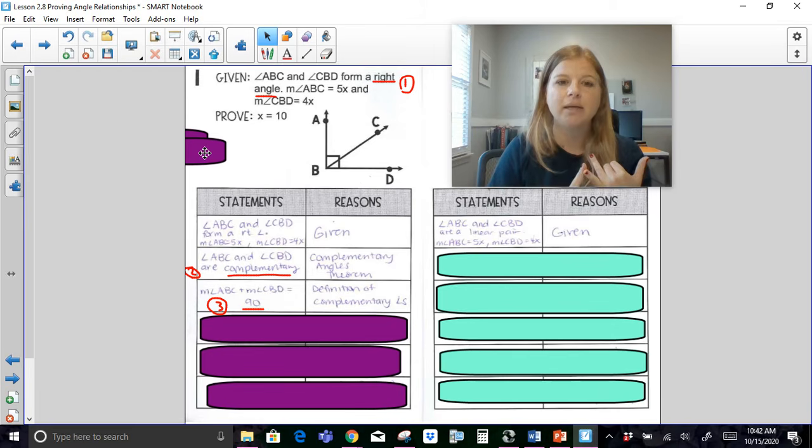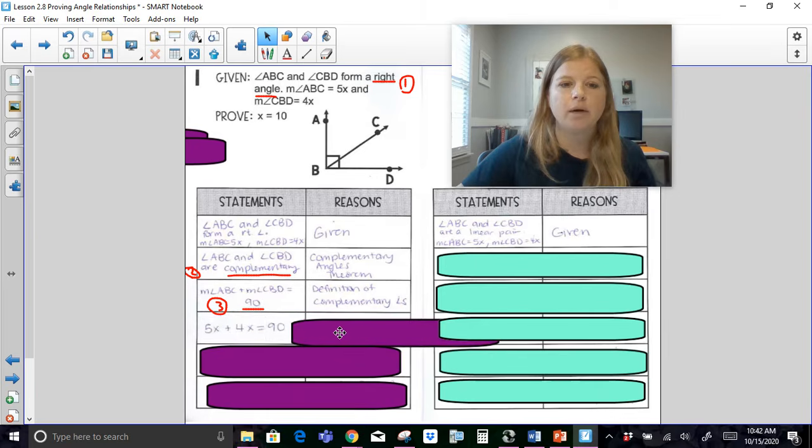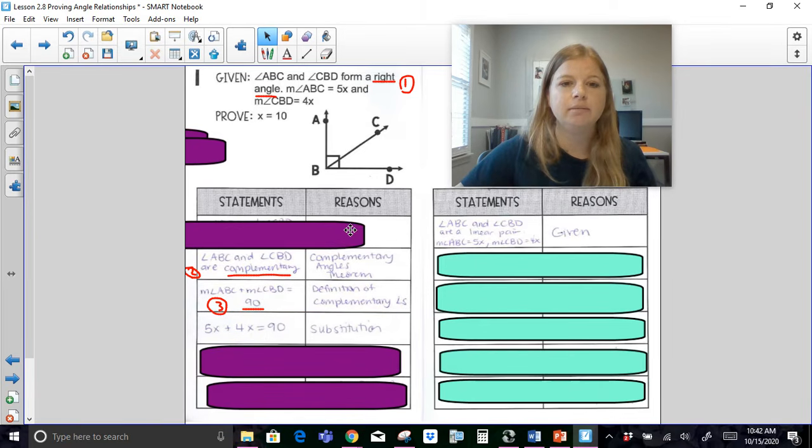So the complementary angles theorem goes from a right angle to saying they're complementary, and then saying they sum to 90 is the definition of complementary angles. Now, since I know what the measure of angle ABC and the measure of angle CBD are equal to, I can go ahead and substitute those in.